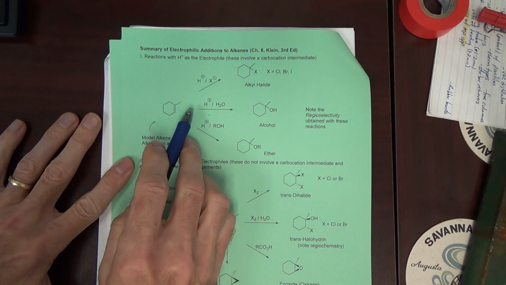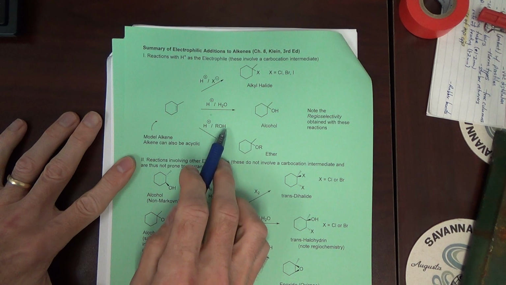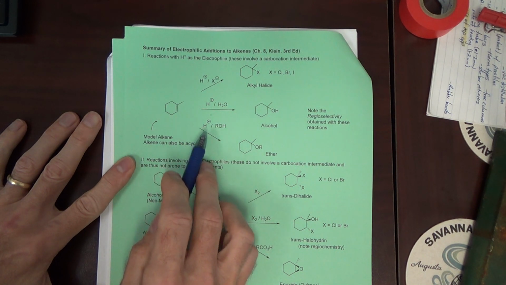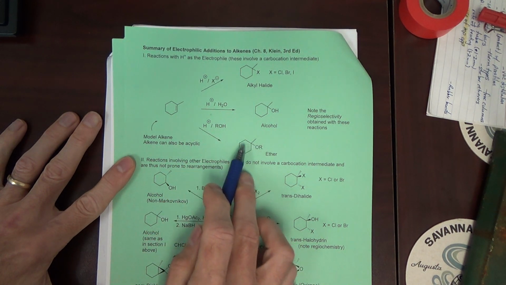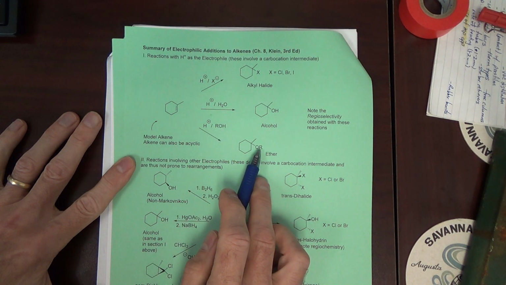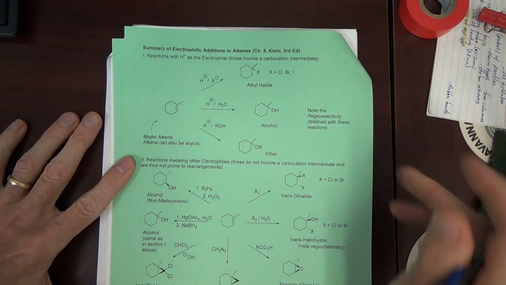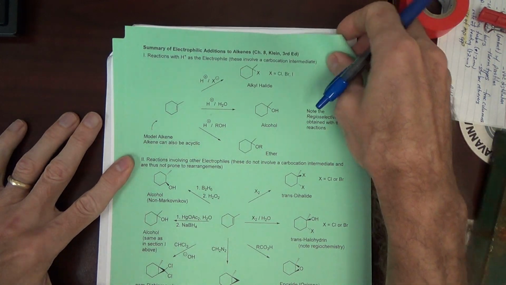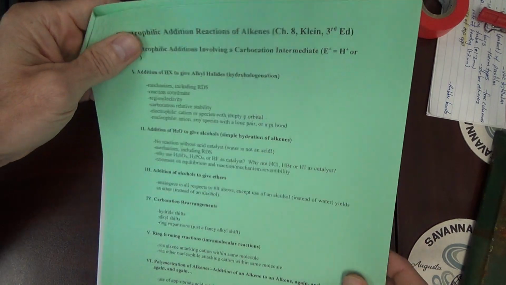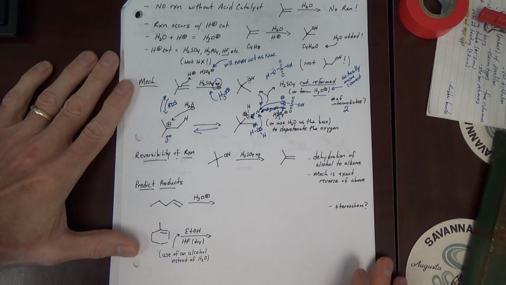Now an analogous reaction is reaction with an alcohol in the presence of H+ catalyst. This we'll see will give an ether because the R group will remain on the oxygen, and of course an oxygen bonded to two carbons is an ether. Okay, we have our outline there, but let's pick up here.